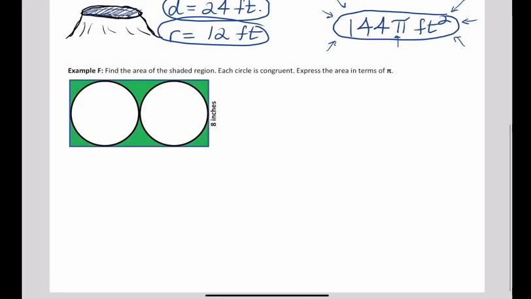All right, now this last example I think is a really good example for showing why keeping pi intact is a good idea, because there's a lot to this, and you'll see as we go along why it makes sense. Let's get started. It says find the area of the shaded region. Each circle is congruent. That just means each circle is exactly the same. They both have the same diameter, same radius, same circumference, all those things. And we want to express the area in terms of pi.